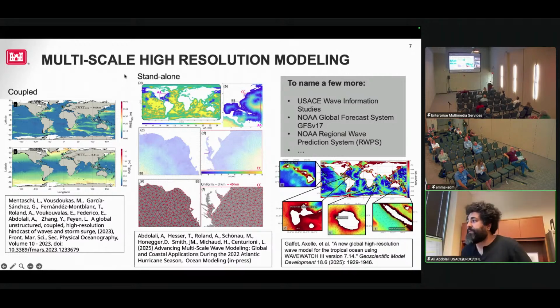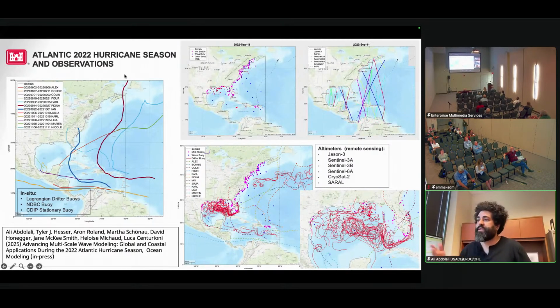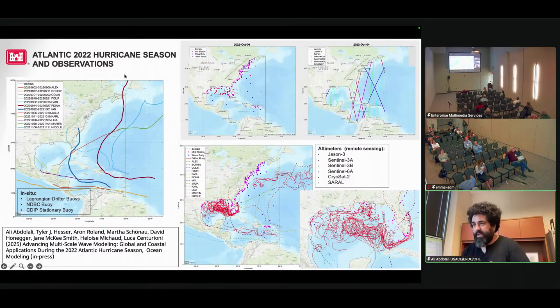And then to name a few more applications, the USACE Wave Information Studies, the very famous one, is going to switch to unstructured capabilities. Also the GFSv17, before I left NOAA, I think I demonstrated the capabilities and it's on the way. Also the RWPS, which will replace the NWPS, I think it should also switch to unstructured capabilities of WaveWatch. Recently, we published a paper about how we integrate all types of observations, from satellite altimeters to drifter buoys and NDBC and CDIP buoys, the stationary ones.